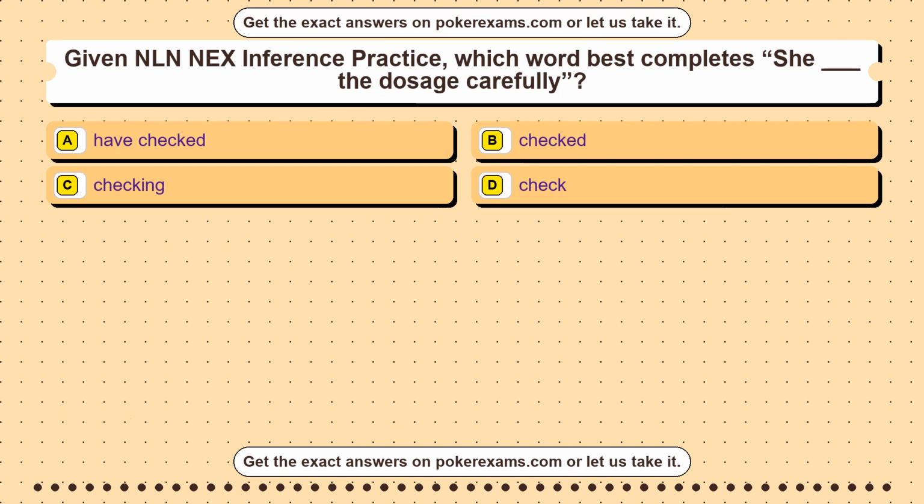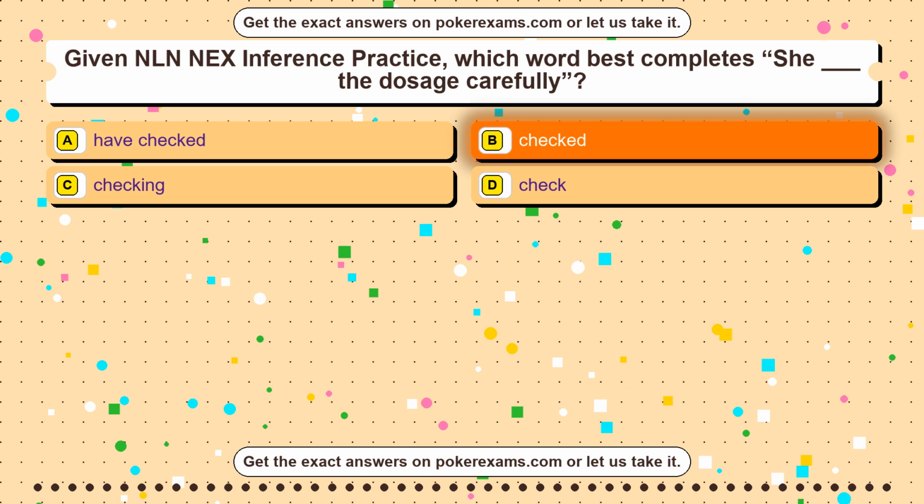Question 48. Given get graphs and data practice, which sentence uses evidence best? Option A. The answer is probably obvious. Option B. The article states that graduation rates rose by 8%. Option C. Everyone knows the result. Option D. It seems true to me. The correct answer is option B.